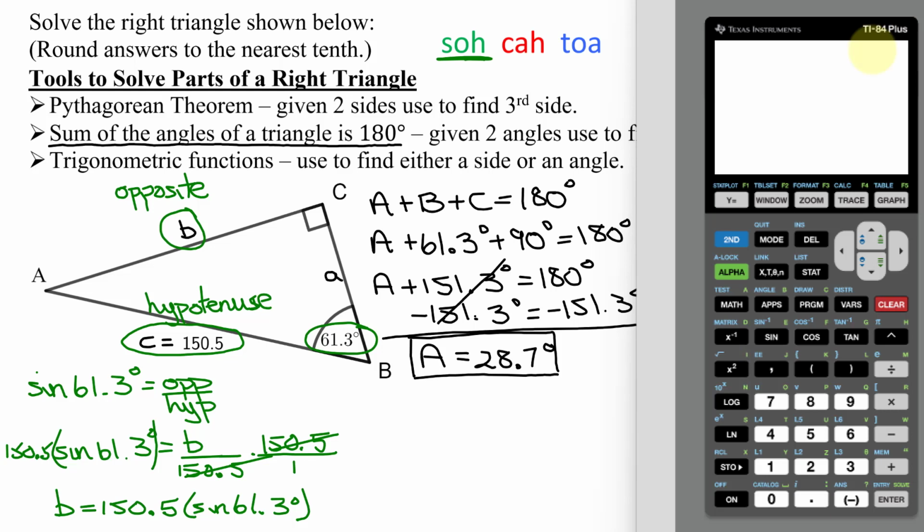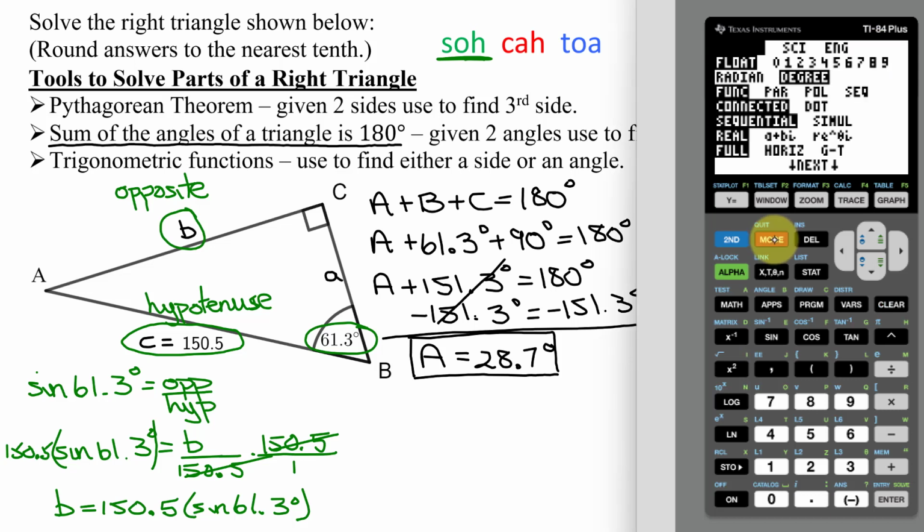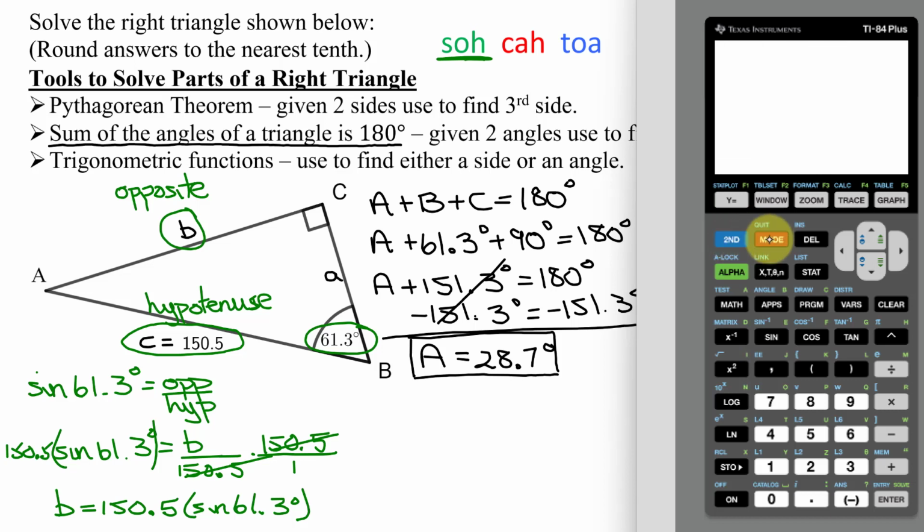Here is my calculator. It is a TI 84 Plus. I need to make sure it's in degree mode. So hit mode. Notice degrees highlighted. So all I have to do is quit, which is second mode. Now I'm back to my home screen. I just need to type this expression in there. So 150.5 times the sine of 61.3, close parentheses, hit enter.